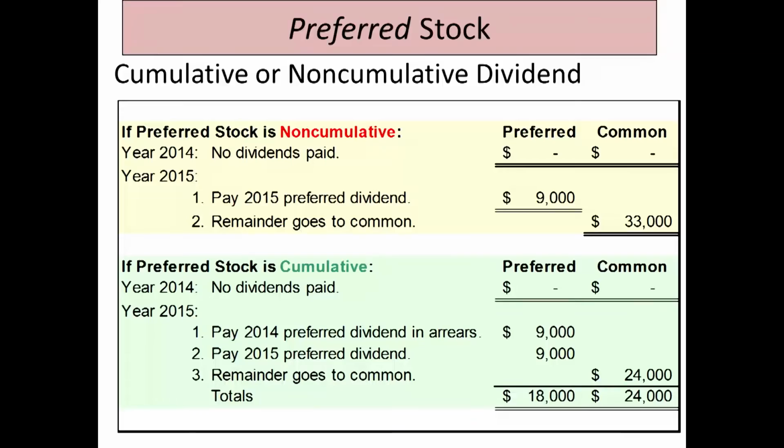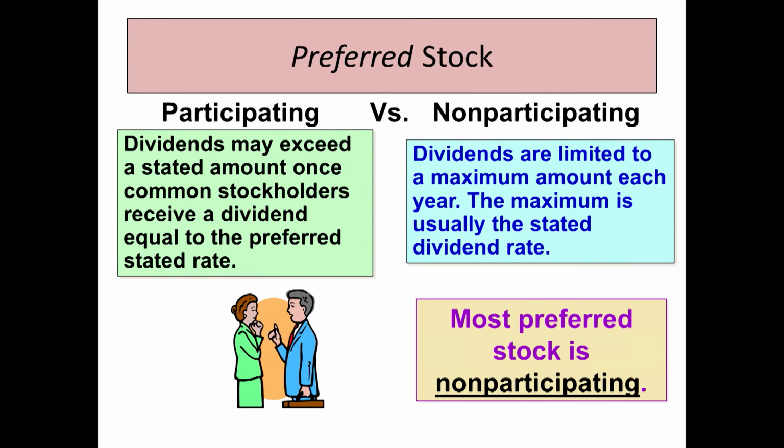Okay, the next thing that I want to talk about is participating versus non-participating preferred stock. Okay? These are two terms you might have read about. Let's talk about non-participating first, because most preferred stock is non-participating. This is a situation where dividends are limited to that stated value amount. So even in those years of plenty, you do not get paid more. Does that make sense? Even in those years of plenty, if you're a preferred shareholder, you do not get paid above that stated rate. Okay?